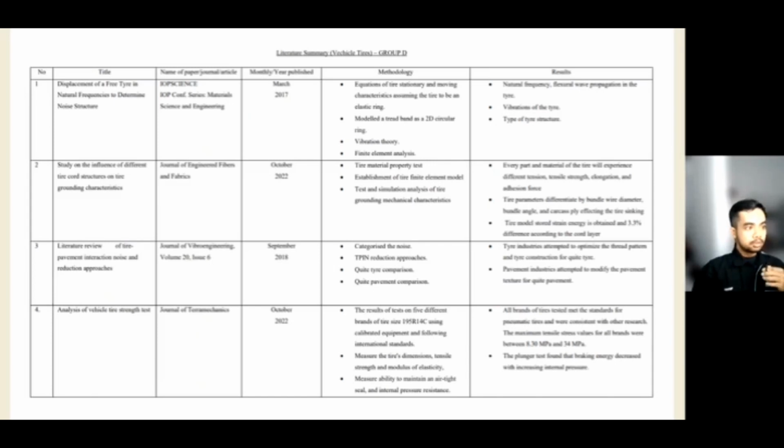The methodology is tire material property test, establishment of tire finite element model, test and simulation analysis of tire grounding mechanical characteristic. And the result is that every part and material of the tire will experience different tension, tensile strength, elongation, and adhesion force. Tire perimeter differentiated by the bundle, wire diameter, bundle angle, and carcass ply affecting the tire sinking. The tire model stored strain energy is obtained and there is a 3.3% difference according to the cord layer.